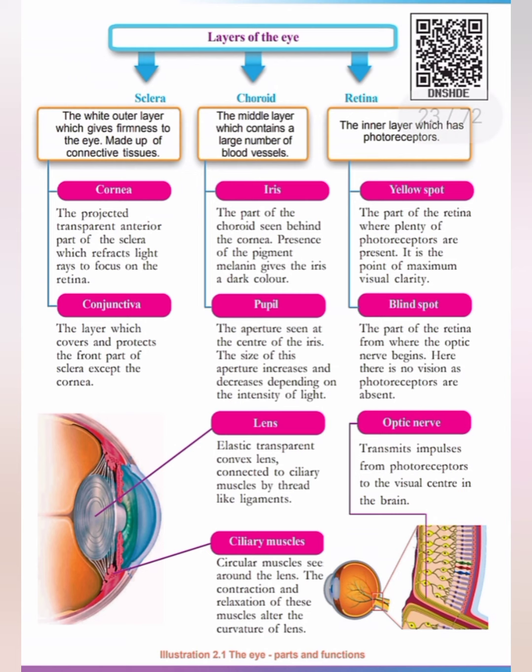Then, what are ciliary muscles? The circular muscles seen around the lens are the ciliary muscles. The contraction and relaxation of these muscles alter the curvature of the lens. We can see the lens in a round or curved shape, isn't it? This curvature of the lens is provided by the ciliary muscles. What did we study? The layers of the eye: sclera, choroid, retina and their parts, lens, optic nerve and ciliary muscles.